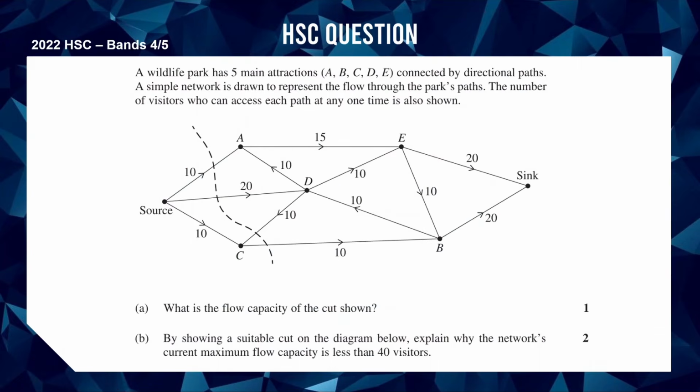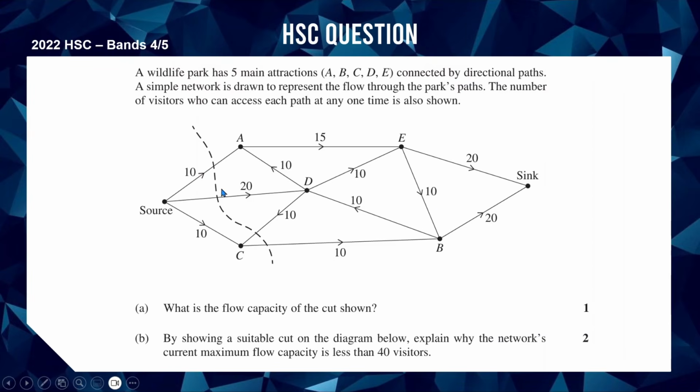This one is from 2022. It's got a band 4 and a band 5 component. We have 5 main attractions in a wildlife park, and we have directional paths as shown. We've got source to sink, as we're used to by now, and the paths show how many visitors can access each path at any time. So it's all very straightforward so far.